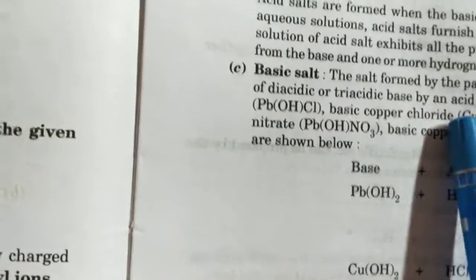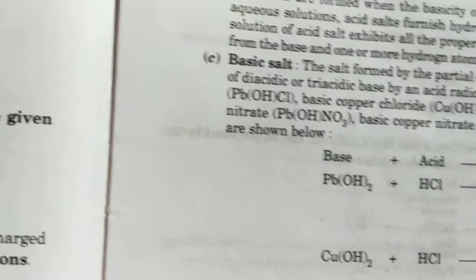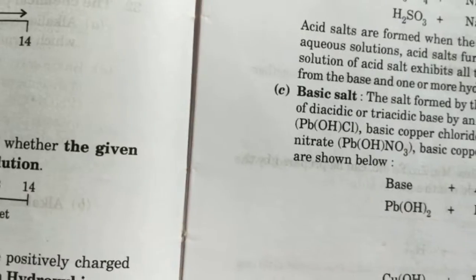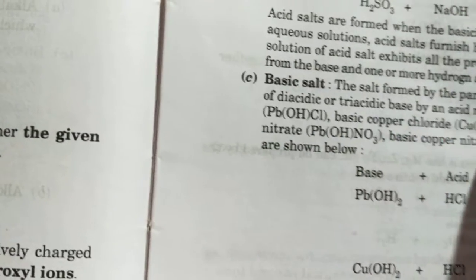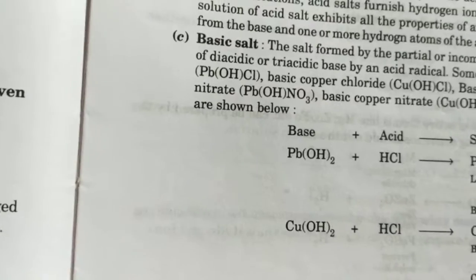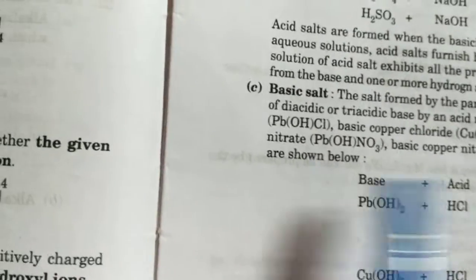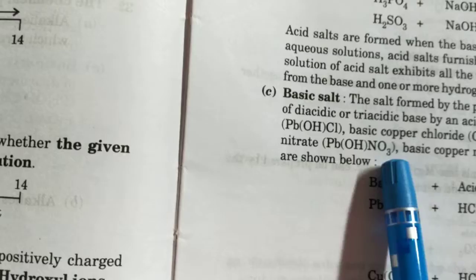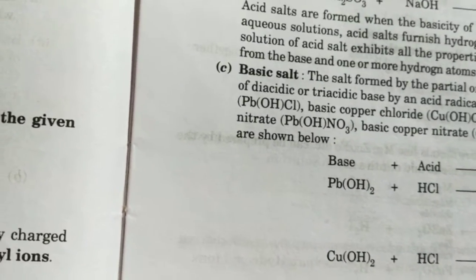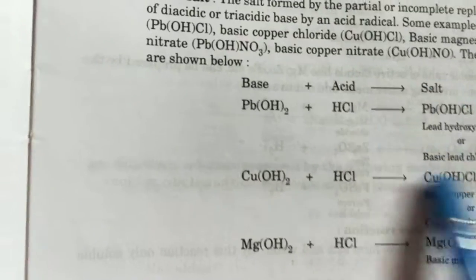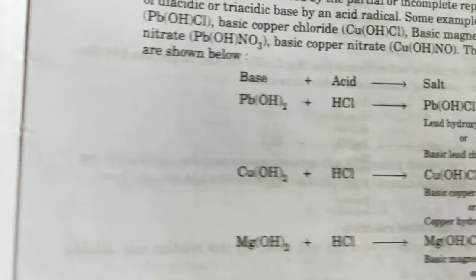Now basic salt. The salt formed by partial, incomplete replacement of the replaceable hydroxyl ion of diacidic or triacidic bases by an acid radical. Some examples of basic salt are basic lead chloride, PbOHCl, basic copper chloride, Cu(OH)Cl, basic magnesium chloride, Mg(OH)Cl, etc. For example, when lead hydroxide reacts with hydrochloric acid, then lead hydroxychloride and water form.